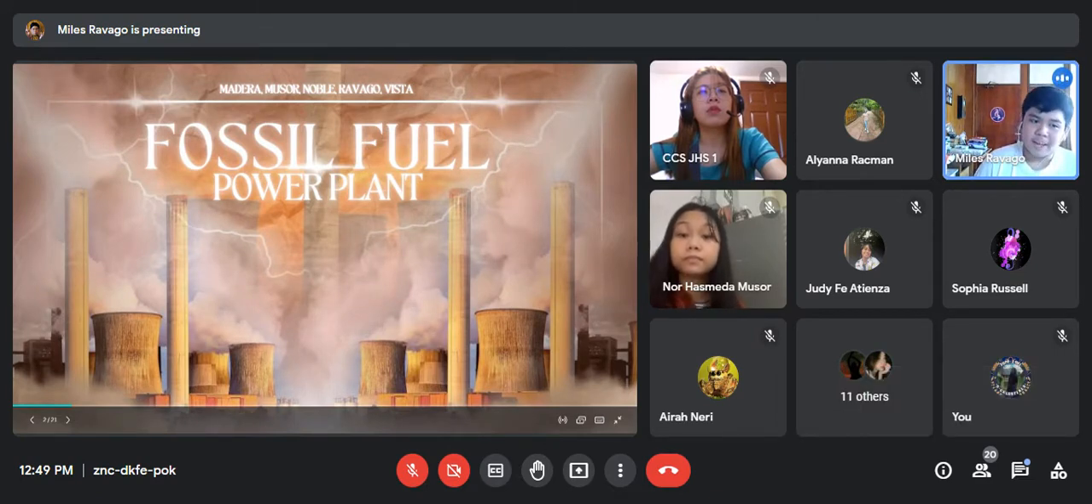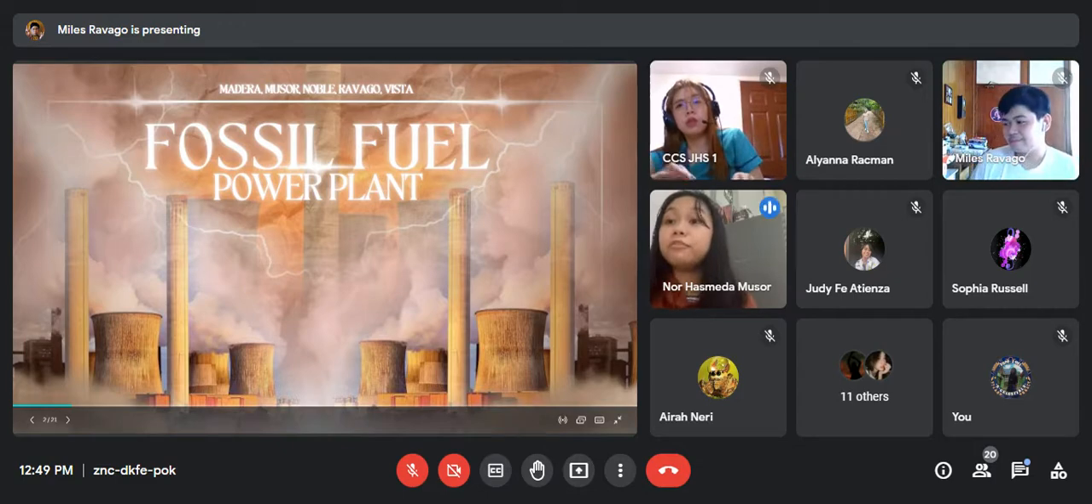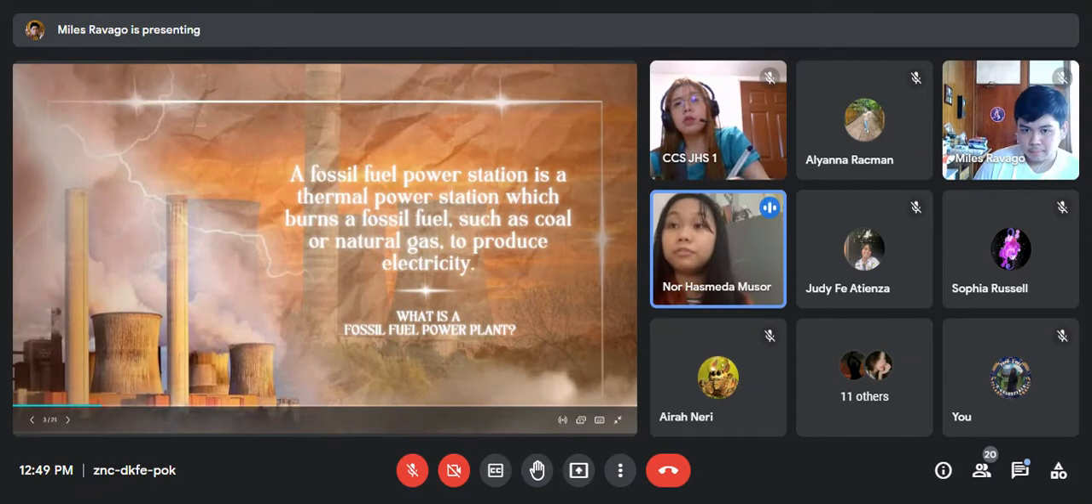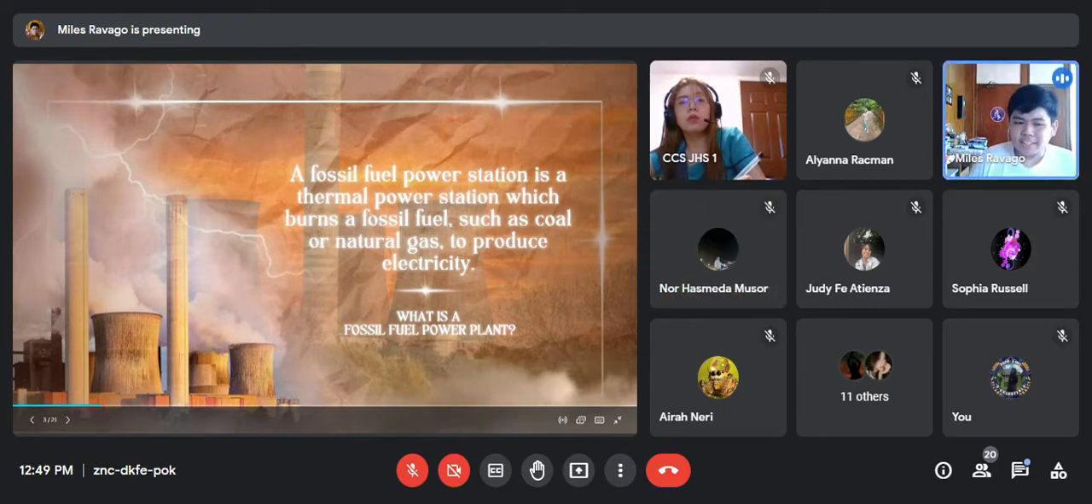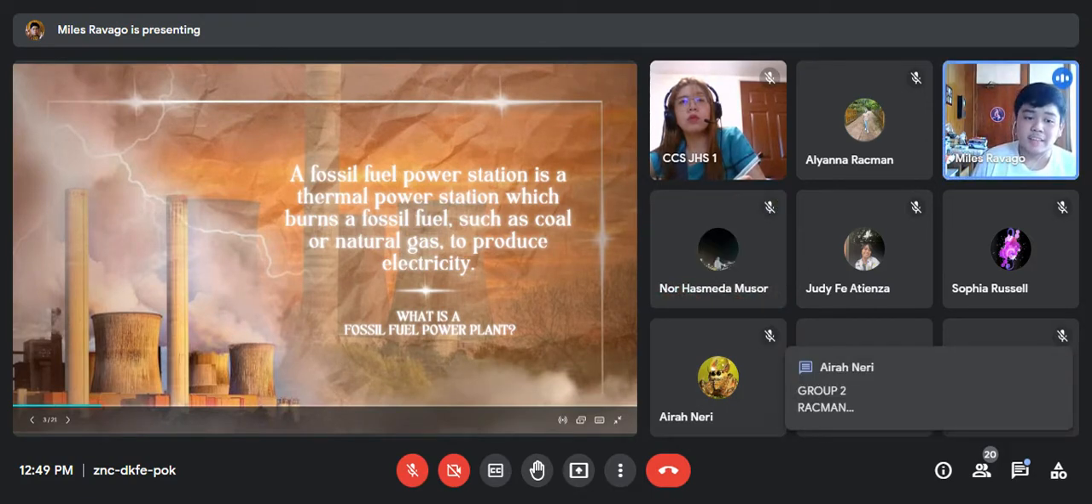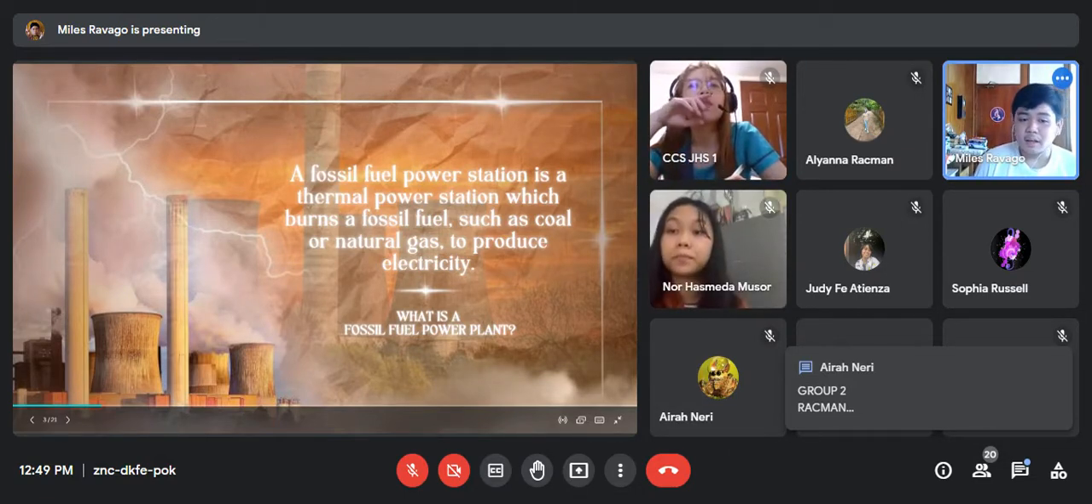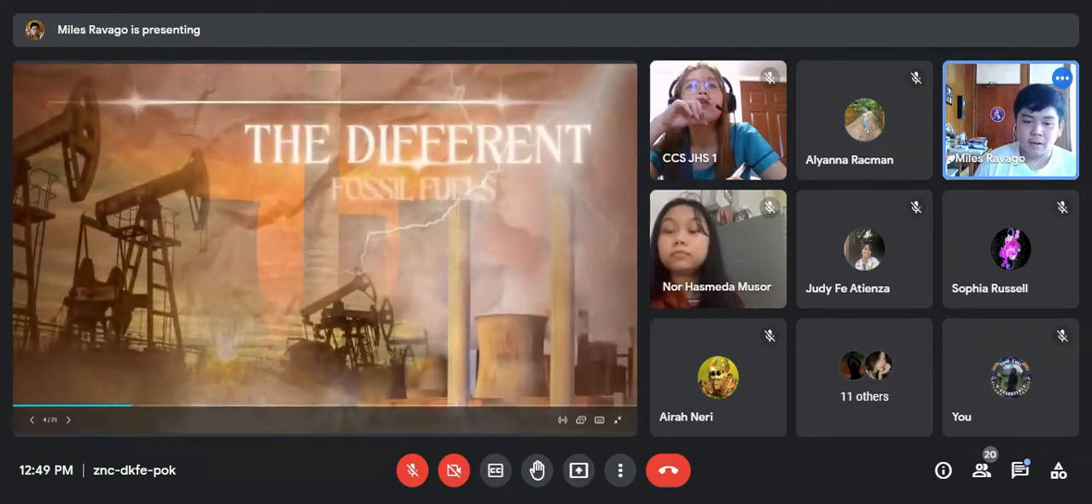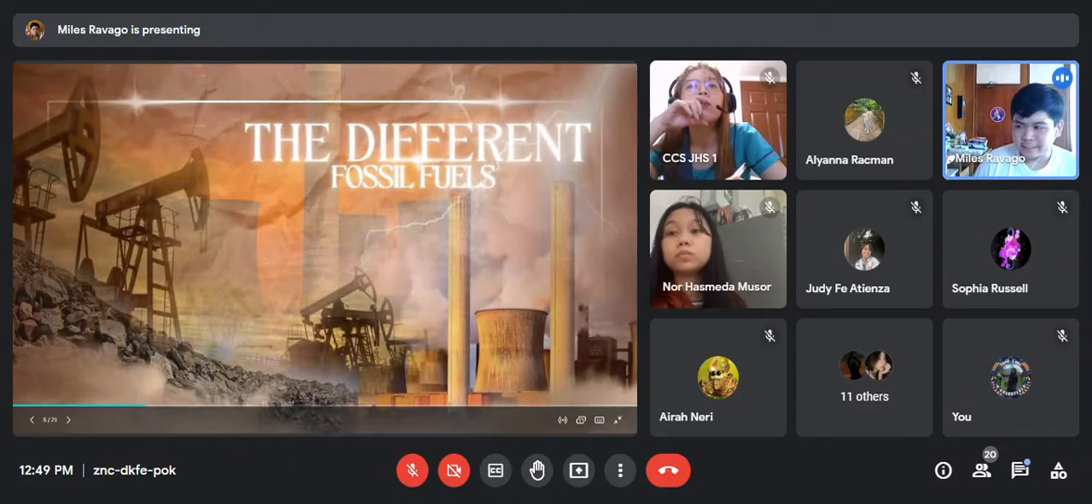But before we go on, we have to know what a fossil fuel power plant is. A fossil fuel power plant or power station is a thermal power station which burns fossil fuels such as coal or natural gas to produce electricity. Now that can sound vague, but we'll explain more in depth about it later on. Within a fossil fuel power plant are the fossil fuels that power the processes to produce electricity. What are fossil fuels, you may ask?